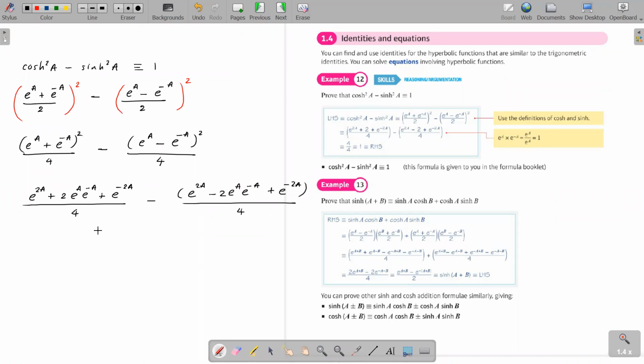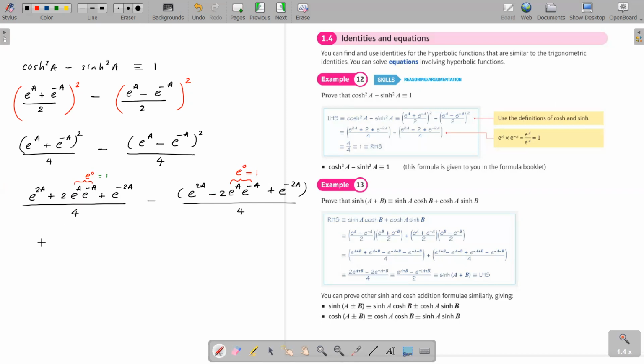Then I think we can simplify this a little further. You can see e to the power A times e to the power negative A gives e to the power 0, which leads to 1. Same over here: e to the power A times e to the power negative A is e to the power 0, which leads to 1.